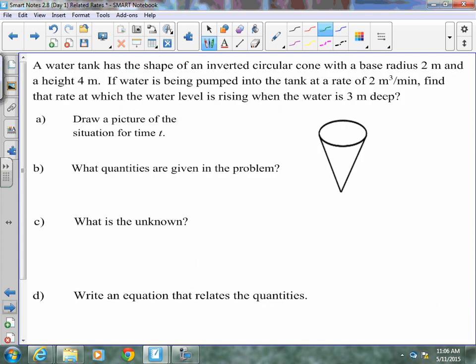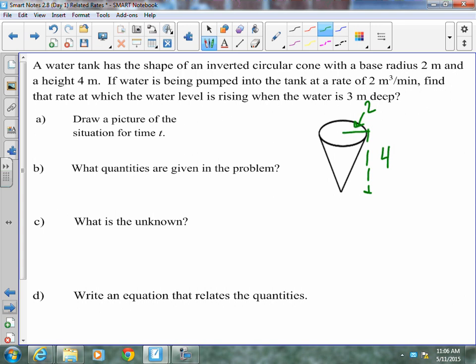Finally, a water tank. Third type of example, a water tank has the shape of an inverted circular cone with a base radius 2, and a height of 4. So, we're talking about this cone. Radius is 2, height is 4, and we need to figure out what else we know.